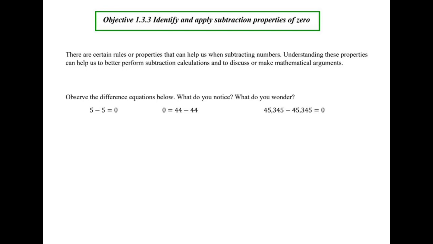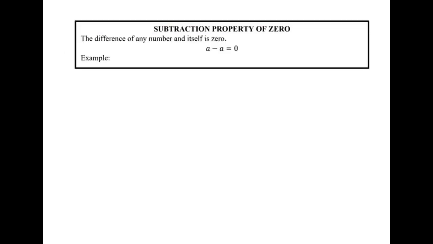Okay, looking at those three problems you see down at the bottom, we have 5 minus 5 equals 0, 0 equals 44 minus 44, and that large number minus that same large number is equal to 0. Is that always going to happen where you have two of the same number and you subtract them and you're going to get 0? And of course it is, right? So a number minus itself is 0, no matter what you do.